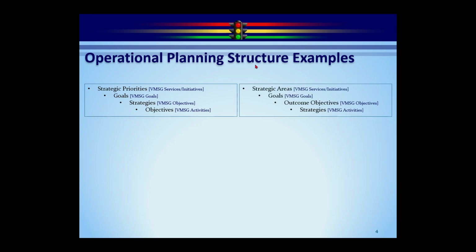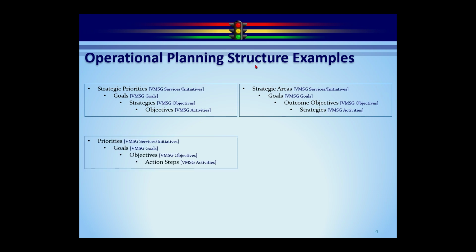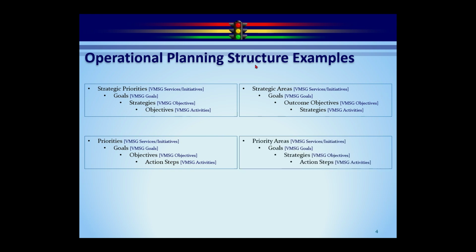Strategic areas. Now that's a pretty good definition of what a service or initiative is. It's the bucket. This is what we're going to be working in. And then goals, the term outcome objectives, I like that a lot. The objective is what is the outcome we're trying to accomplish by when. And then down here, strategies to get to the objective is pretty good. Priorities, goals, objectives, and action steps is good. Priority areas, again, yeah, good definition. Goals, I don't like strategies there, and then action steps. Priorities, goals, objectives, and strategies, that's okay.